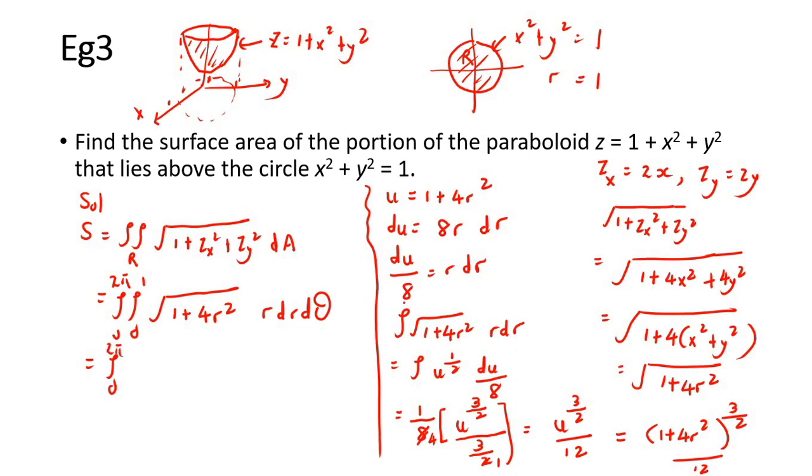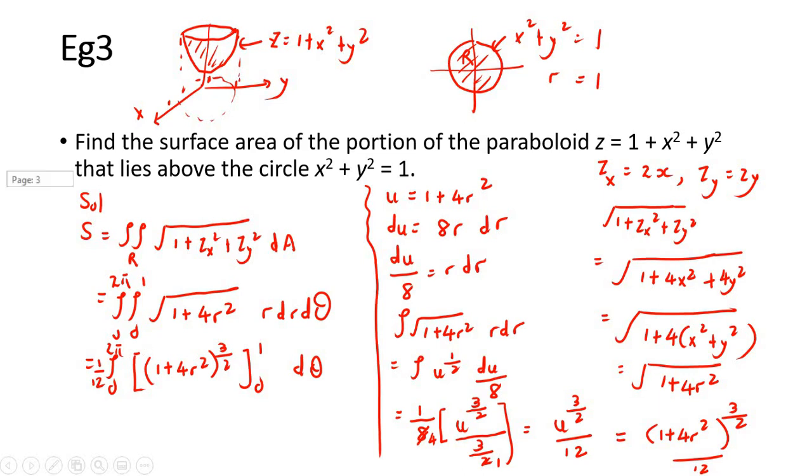So you notice I didn't change the limit when I changed to u, so I have to replace back everything in r. So I have 1 over 12 times 1 plus 4r squared power 3 over 2, limit from 0 to 1, with d theta left.